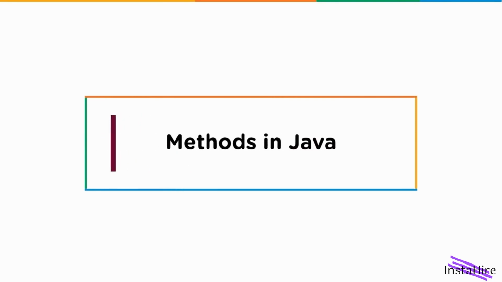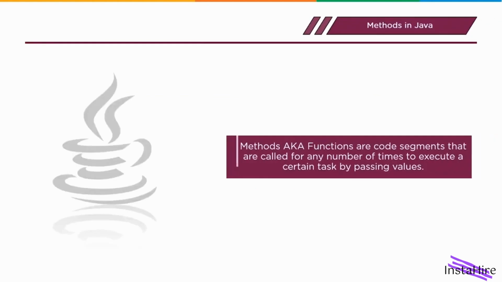Now with this, let's continue with our next topic, that is the methods in Java. Methods are also known as functions in other programming languages such as C and C++. Basically, methods are code segments that can be called any number of times and that can execute a task by just passing values. We are quite familiar with methods. There is no rocket science in this. We have already executed many examples based on methods.